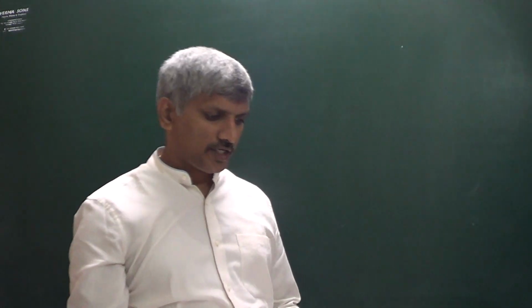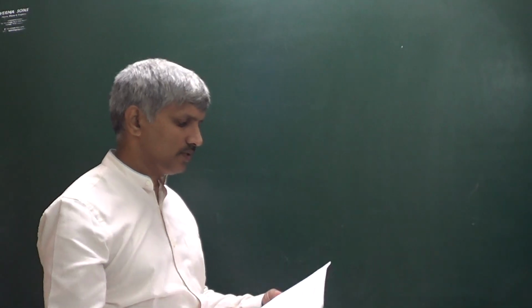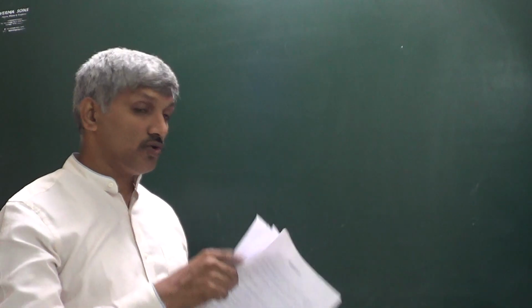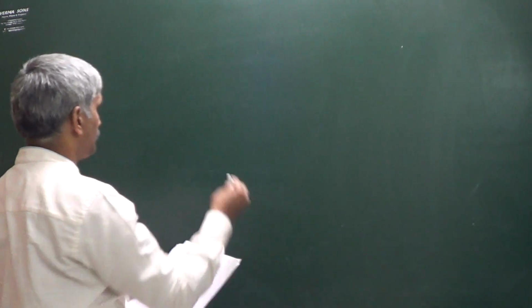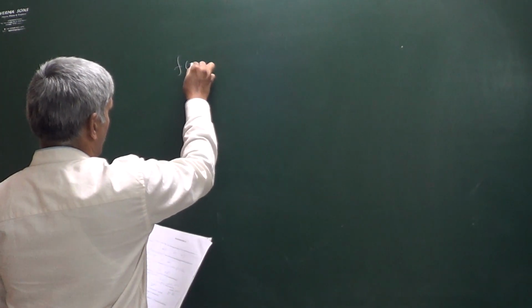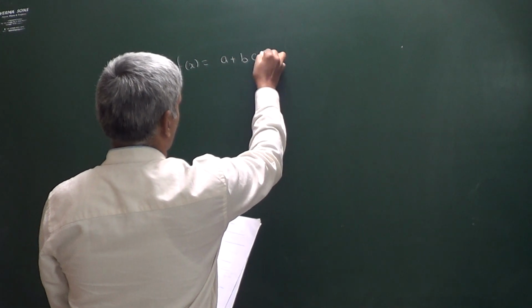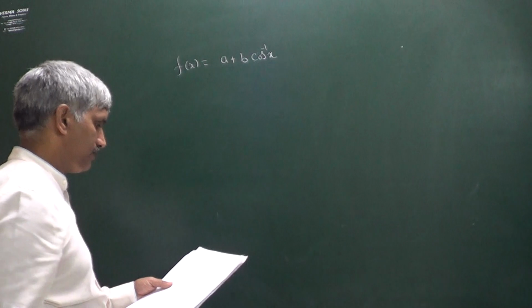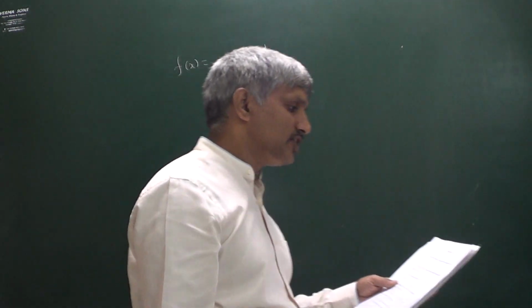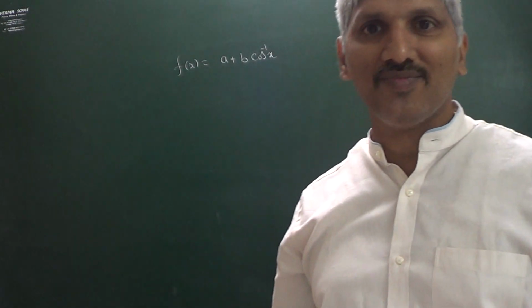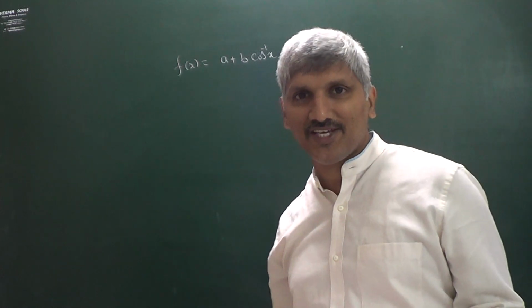You can see the next question is given like this. f of x is equal to a plus b cos inverse x. What is the information saying? f of x is equal to a plus b into cos inverse x. If the domain and the range of the function are the same set, then b minus a is equal to what?